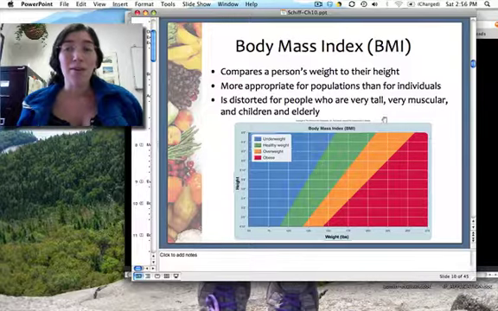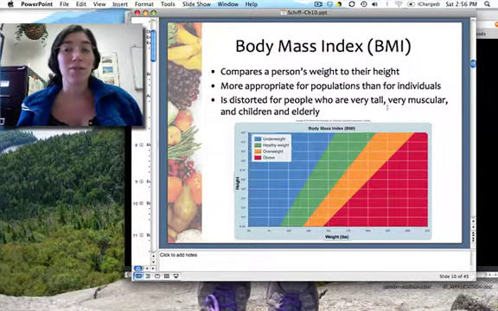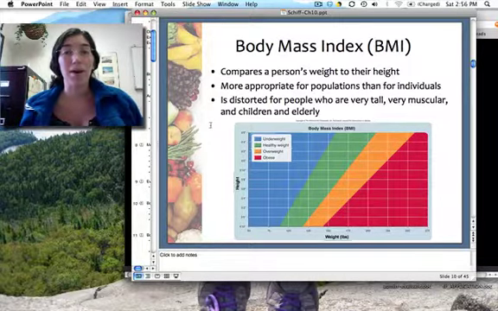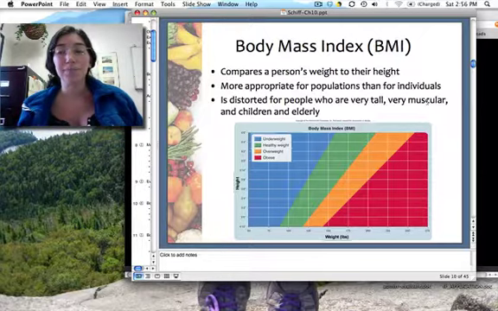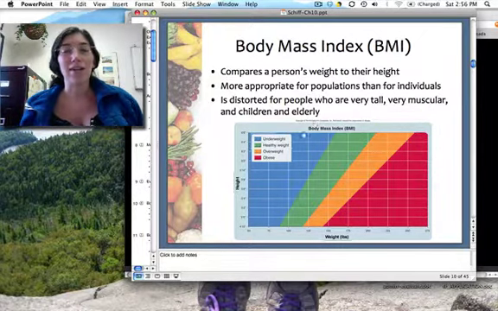So for some people who are very muscular in particular, BMI is not a good measurement of their health. A better measurement is they're the ones who really should be looking at their body fat composition. Doing the calipers or the bioelectric impedance is a better measurement for them to determine whether their body weight is healthy or not. Also, children and the elderly often fall off the charts here on the BMI.